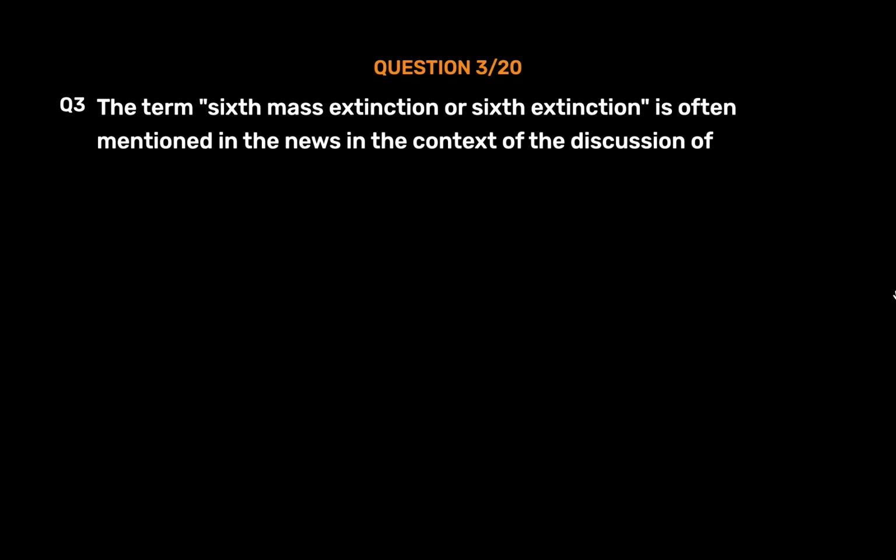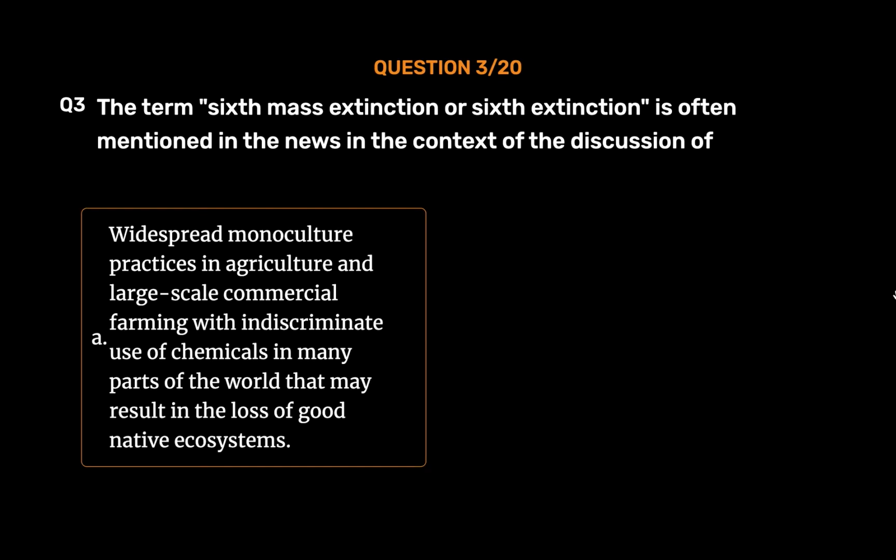of the discussion of Option A. Widespread monoculture practices in agriculture and large-scale commercial farming with indiscriminate use of chemicals in many parts of the world that may result in the loss of good native ecosystems.